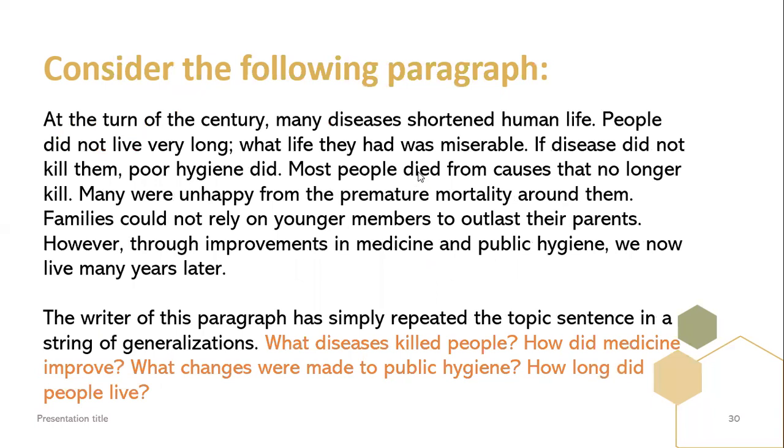So let's consider the following paragraph. At the turn of the century, many diseases shortened human life. People did not live very long, and what life they had was miserable. If disease did not kill them, poor hygiene did. Most people died from causes that no longer kill. Many were unhappy from the premature mortality around them. Families could not rely on younger members to outlast their parents. However, through improvements in medicine and public hygiene, we now live many years later.